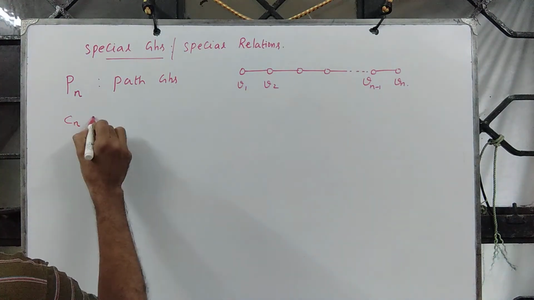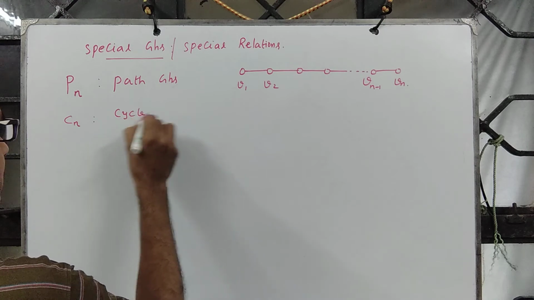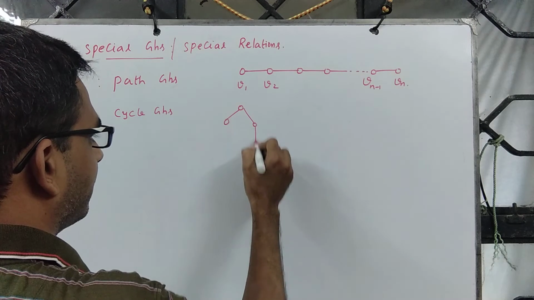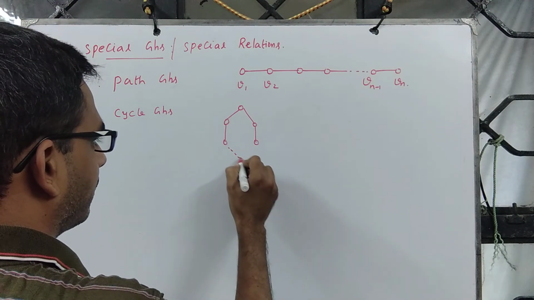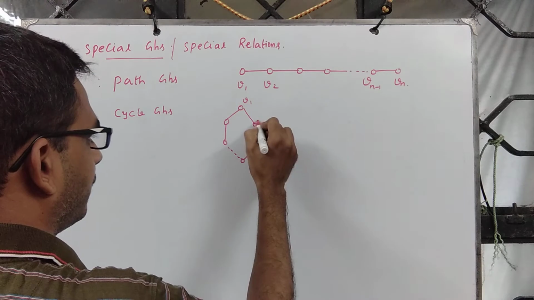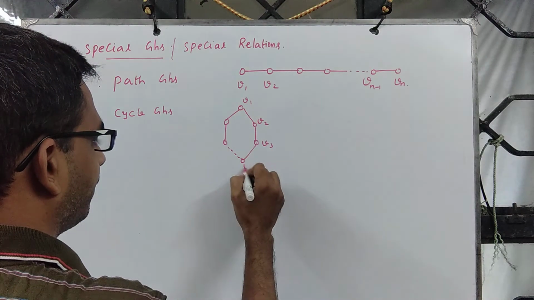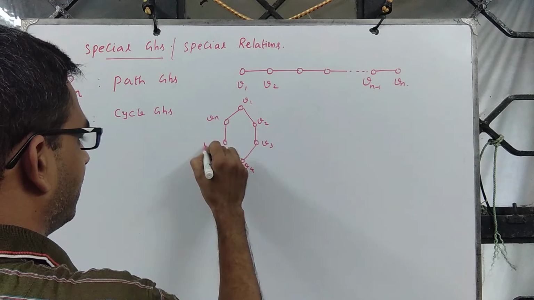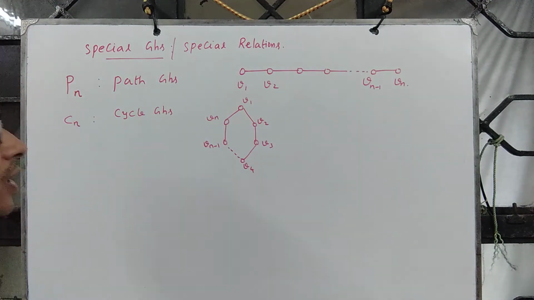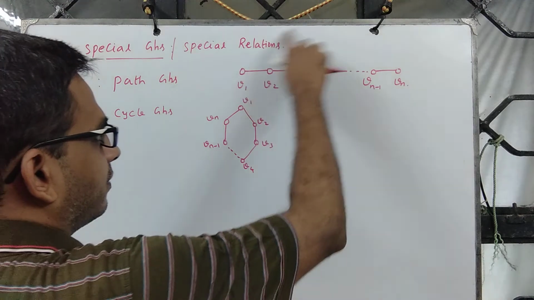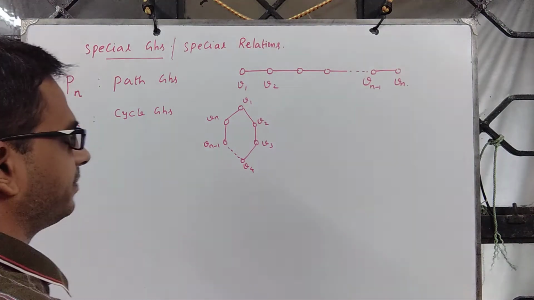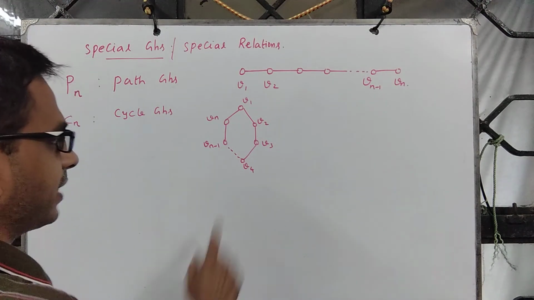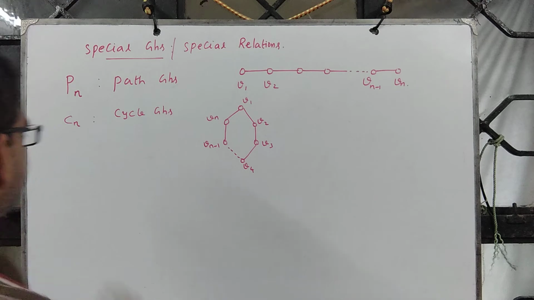Then there is something called Cn, it is cycle graphs. Say V1, V2, V3, V4, and this side if you see, let me say Vn and Vn minus 1. Now if you join the first vertex and the last vertex in a path, what you get is a cycle. This has got n vertices and n edges.